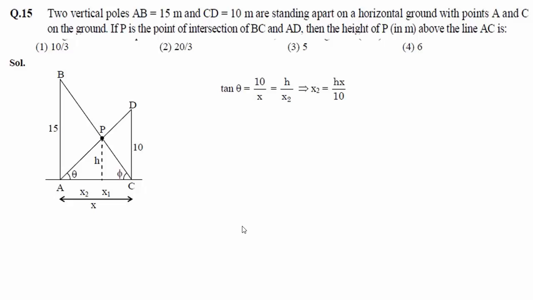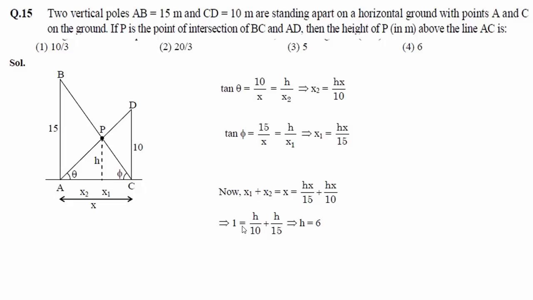Then tan theta equals 10 by x, which is nothing but h by x2. This implies that x2 equals hx by 10. Tan phi equals 15 by x equals h by x1. Therefore, x1 equals hx by 15. Now, x1 plus x2 equals x equals hx by 15 plus hx by 10. This implies that 1 equals h by 10 plus h by 15. If you solve this, you will get h equal to 6. Hence, the correct option is 4.